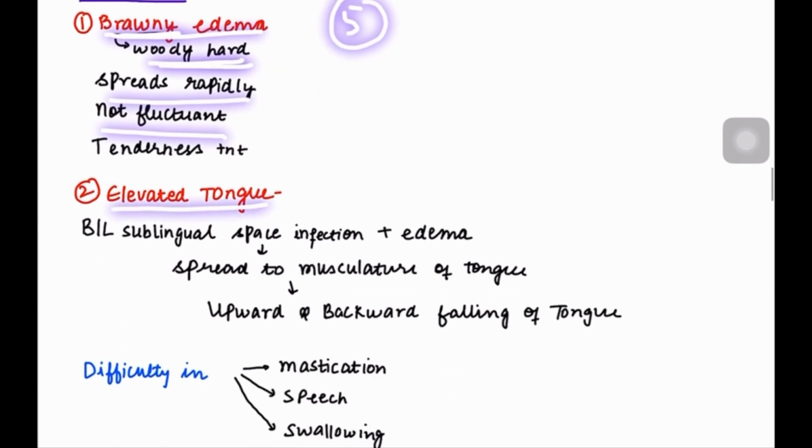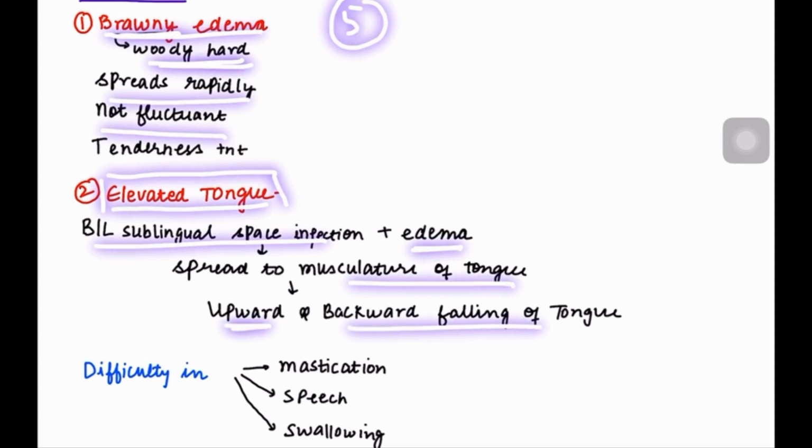Now let's see the second point. There will be an elevated tongue. The bilateral sublingual infection plus edema will spread to the musculature of the tongue. So there will be upward and backward displacement of the tongue. So what will this cause? This will cause difficulty in mastication, speech and swallowing.